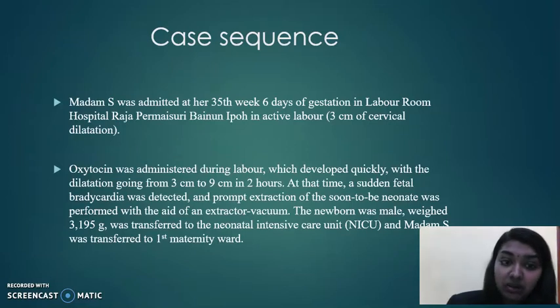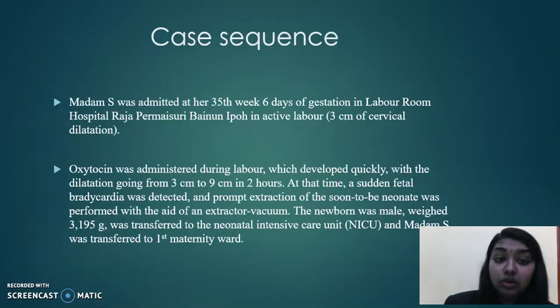Case sequence. First, Madam S was admitted at 35 weeks and 6 days of gestation in the labor room, Hospital Raja Permaisuri Bainun. Oxytocin was administered during labor, which progressed quickly with dilation going from 3 cm to 9 cm in 2 hours. At that time, a sudden fetal bradycardia was detected and prompt extraction of the neonate was performed with the aid of a vacuum extractor.